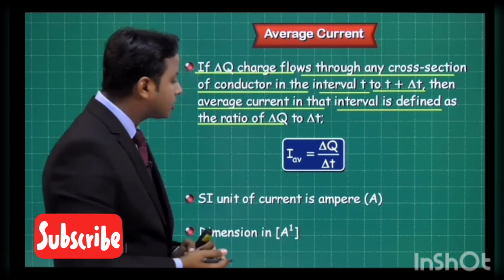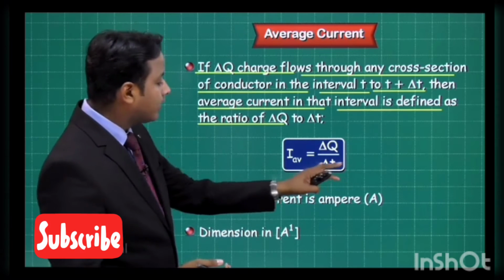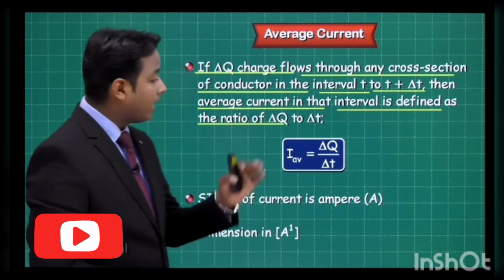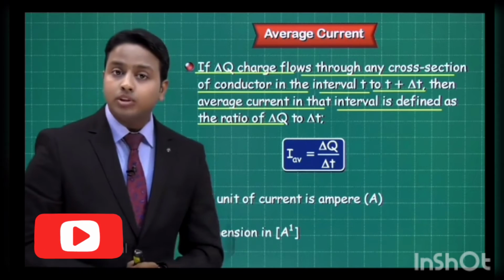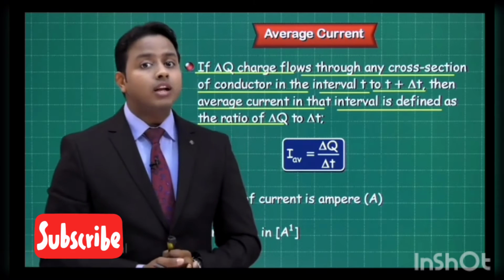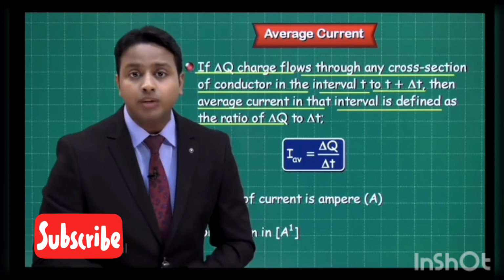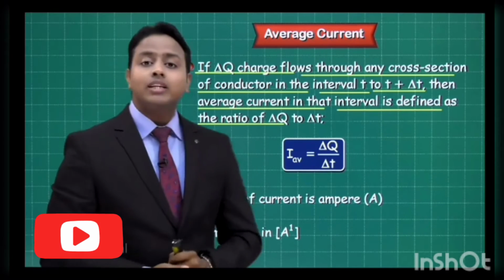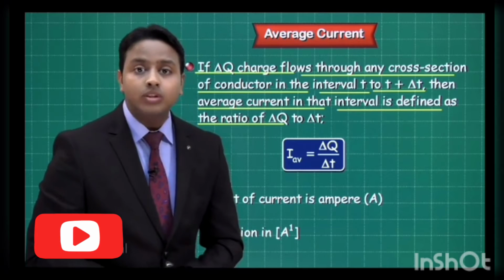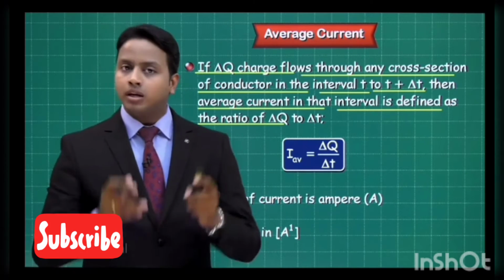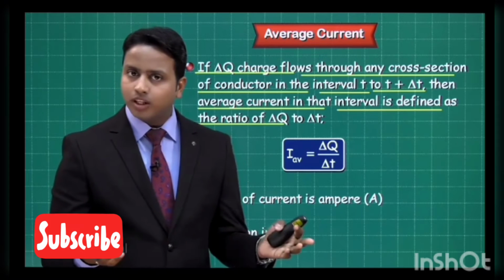And as I have just discussed, coulomb per second is defined as ampere, so the SI unit of current is ampere. And if I talk about the dimension, you must know that among the 7 fundamental units you have seen in the first chapter, units and measurement, current is also one of them. So the dimension associated with the physical quantity current is A. So the dimensions of current is A to the power 1, put in square brackets. I hope this is very clear to you.